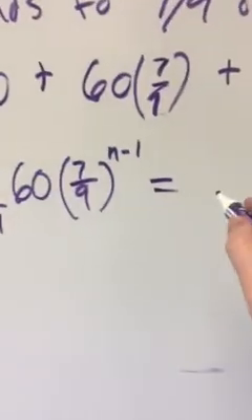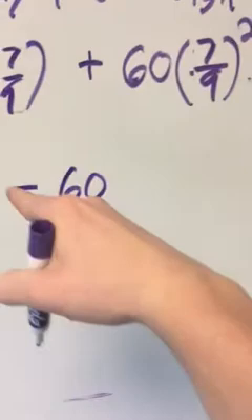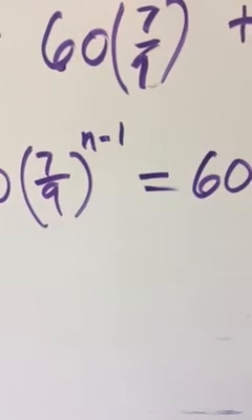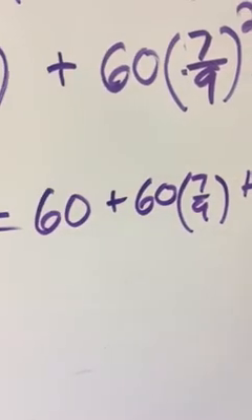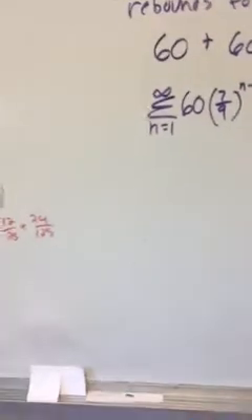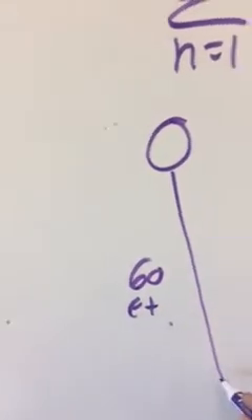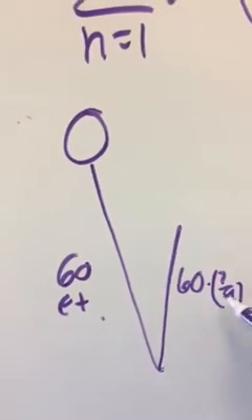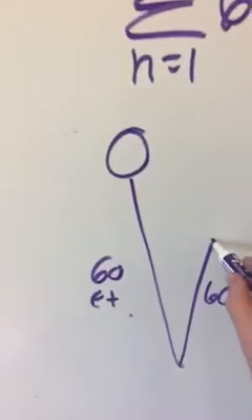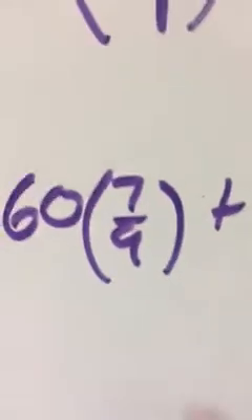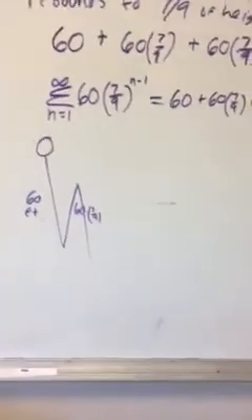So what this tells us is we get 60 first because we plug in n equals 1, and 7/9 to the 0 is 1, so we get 60, plus 60 times 7/9, plus 60 times 7/9 squared, and we're going to go on forever. Now there's a problem though. The ball drops 60 feet. It rebounds to 60 times 7/9. But then it has to fall down again, right? It has to travel that distance twice. We're only counting that distance once.